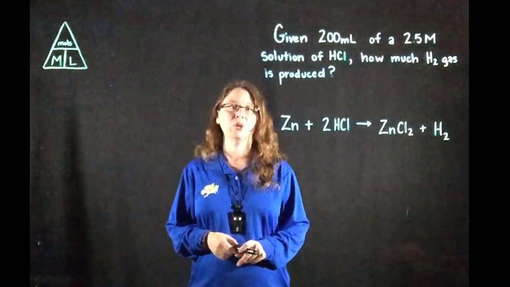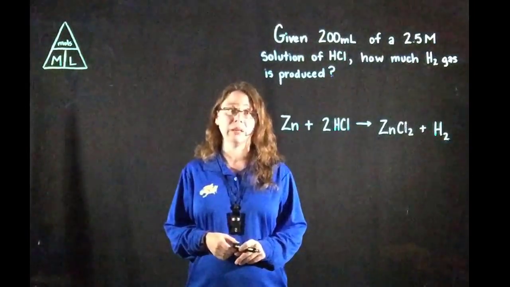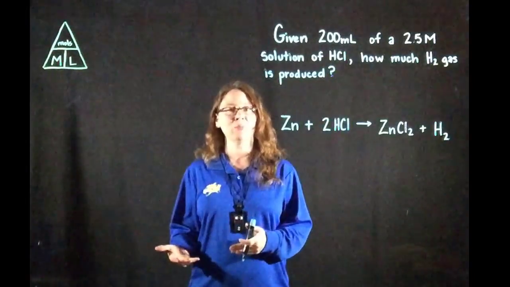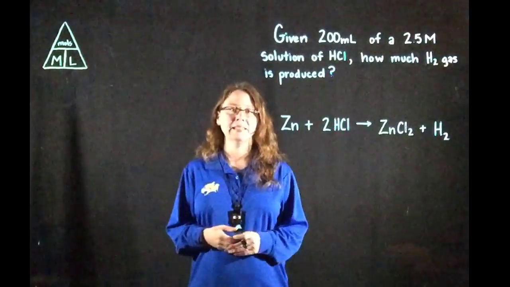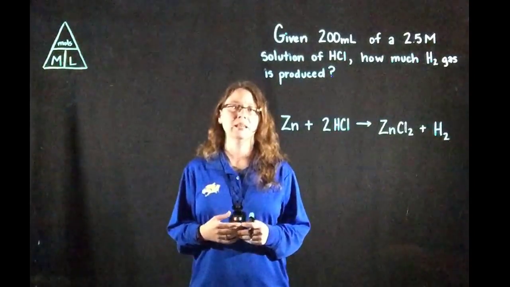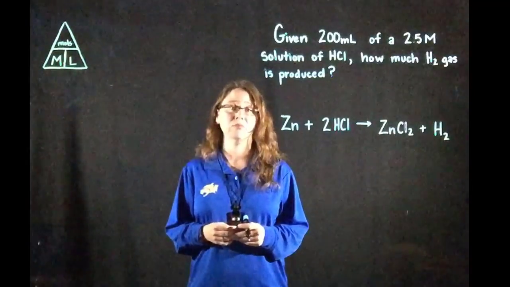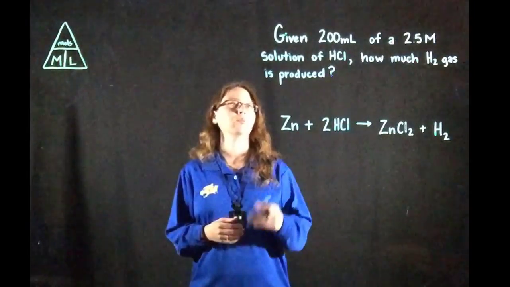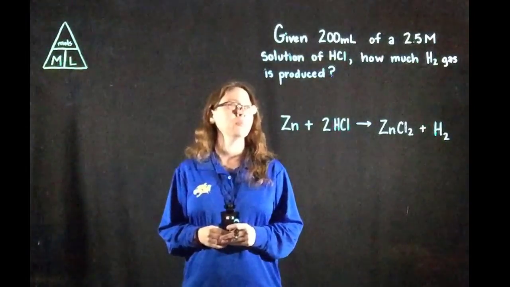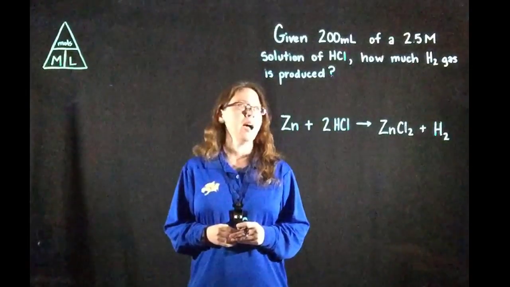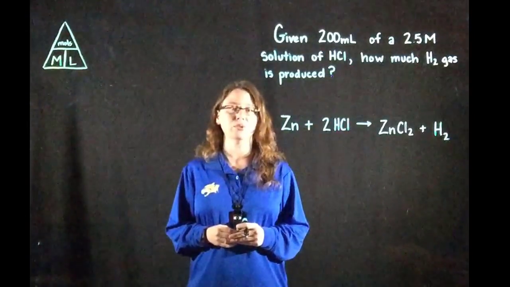Hello, today I'm going to show you what I am calling Molarity Stoich. The only difference between Molarity Stoich and the stoichiometry that you've already learned is that this time we are given an amount of reactant in concentration instead of grams. So let's assume that we have the following example problem. Given 200 milliliters of a 2.5 molar solution of hydrochloric acid, how much hydrogen gas is produced?